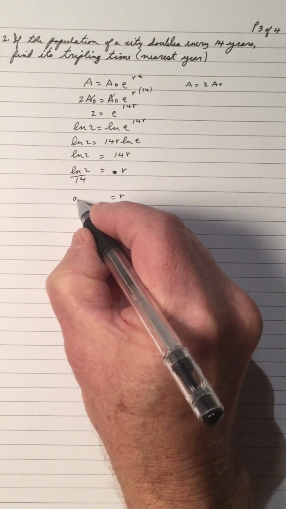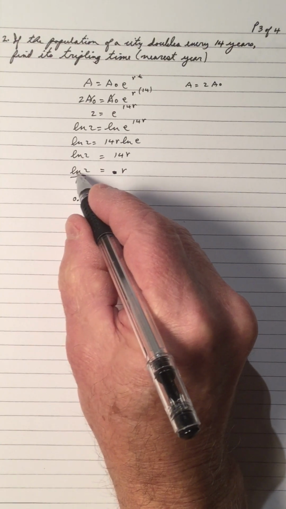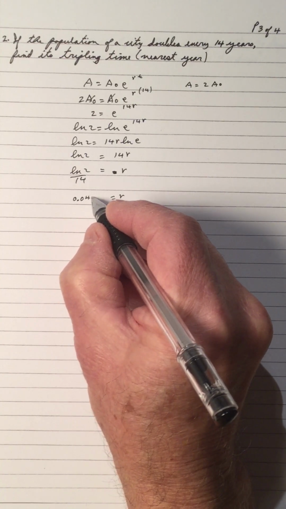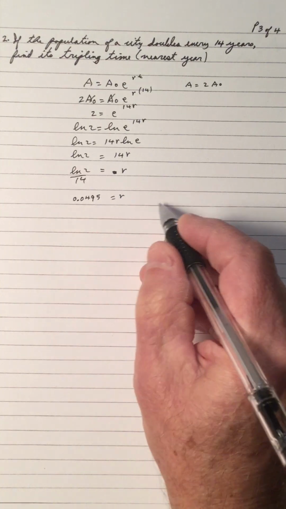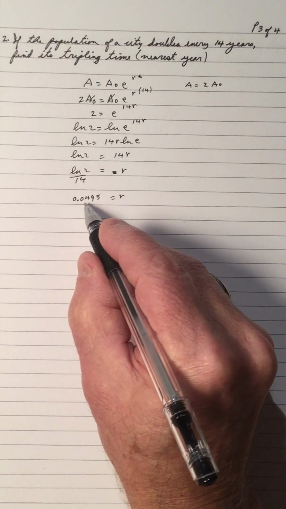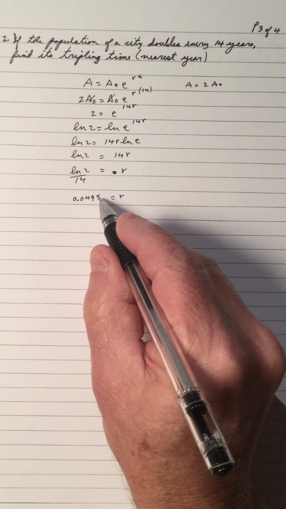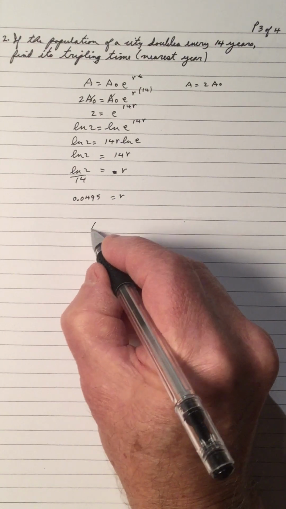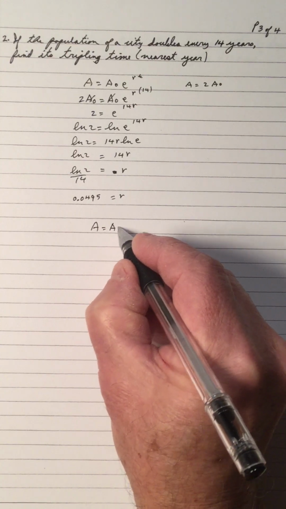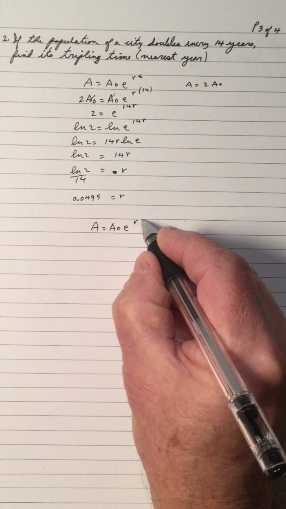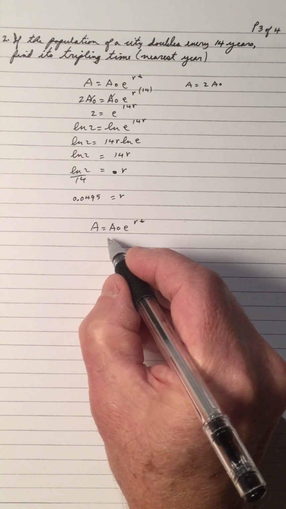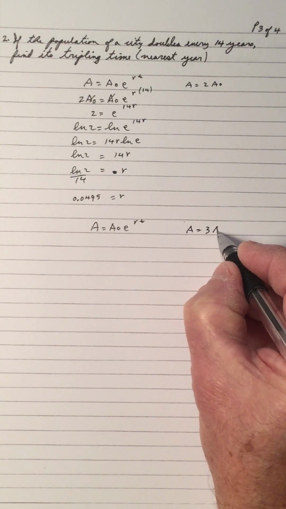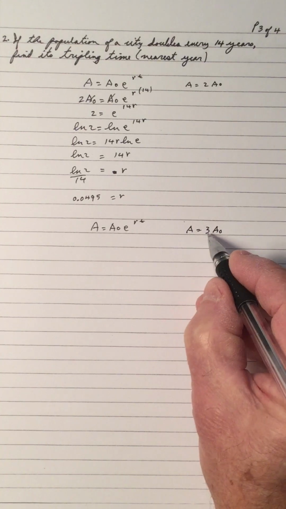Use your calculator. Ln of 2 divided by 14 comes out to be 0.0495. Again, we could make it 4.95%, but we could leave R there because now we've got to find the tripling time. So A equals A0 e to the RT, and this time A is going to be 3 times A0.